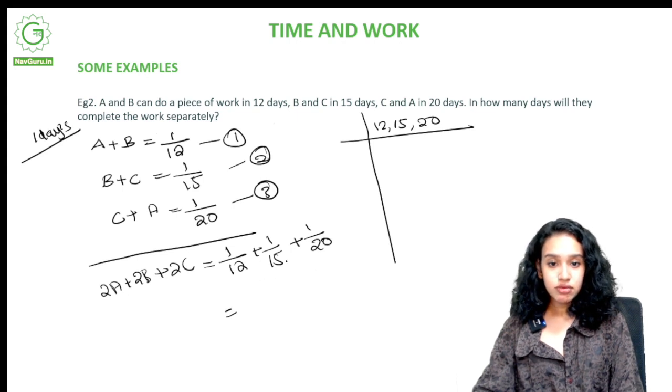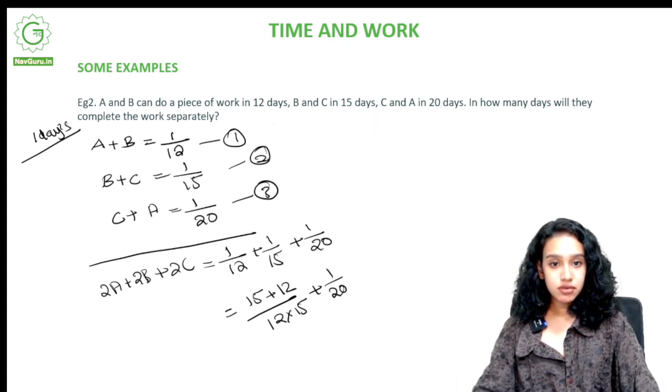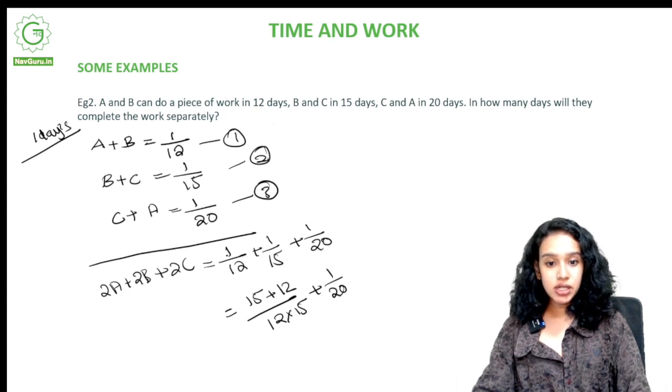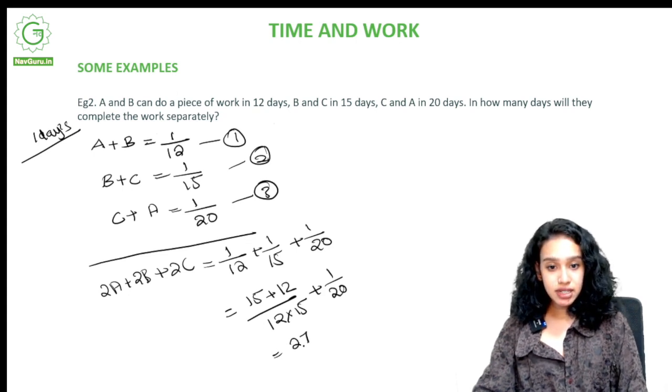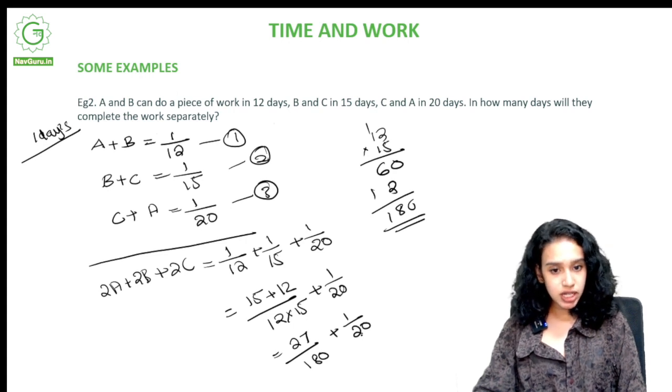Let's make the denominator, we'll multiply these two. So we go (15 plus 12) by 12 into 15, plus 1/20, right? So we have 15 plus 12, which is 27, divided by 12 into 15, which is 180, plus 1/20, right? Now let's make this denominator into 180. We just multiplied by 9, right?